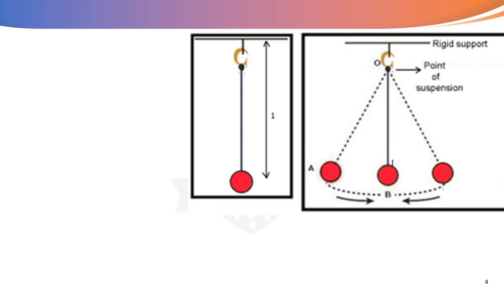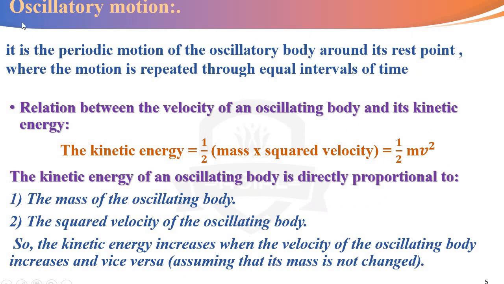So we can conclude that the oscillating body moves around its rest position where the motion is repeated through equal intervals of time, which is known as oscillatory motion. So we can define oscillatory motion: it's a periodic motion of the oscillating body around its rest point where the motion is repeated through equal intervals of time.